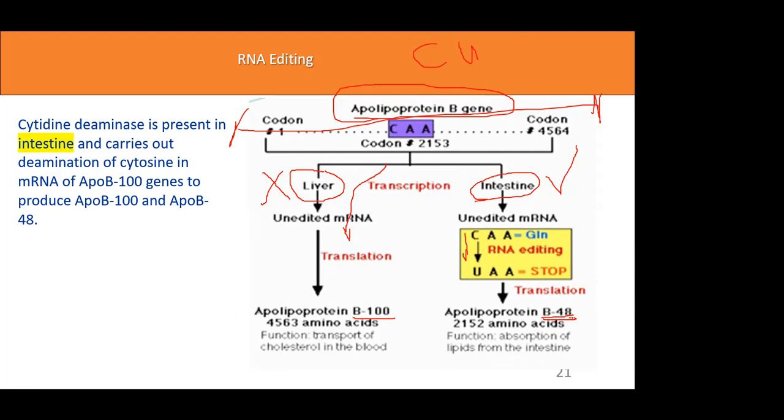So B48 is specific to the intestine, and it's not in the liver. It's not in the liver because the cytidine deaminase exists in the intestine, so it gives the B48. As you can see here, I wrote down that it's in the intestine. It's going to be responsible for production of the apoB48 protein. So editing, this is an example of the second substitution, which is C to U.